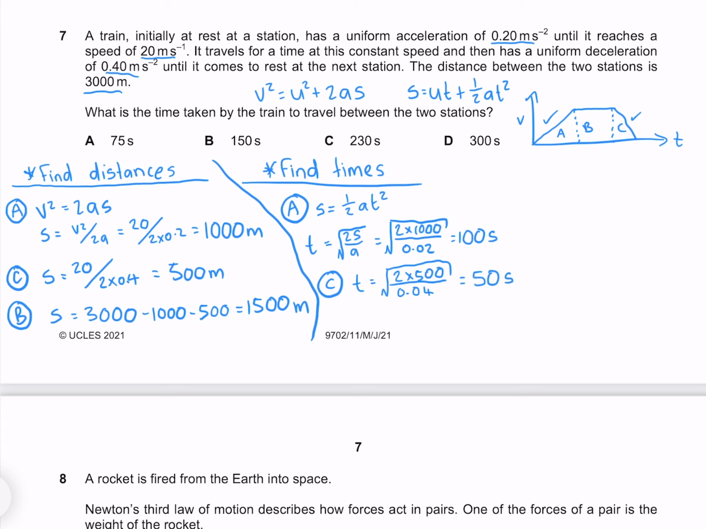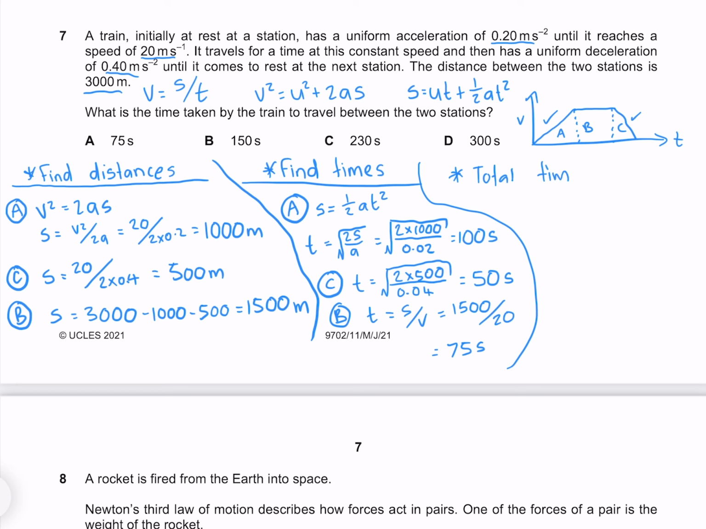Using the same equation for C gives me 50 seconds. Finally, for our section B, because we have no acceleration, we can just use the equation v equals s over t. We're solving for t, this gives us s over v, where our distance is 1500 and our velocity is 20, which gives me 75 seconds. Adding these all together to find our total time gives me 225 seconds, which rounds up to 230.